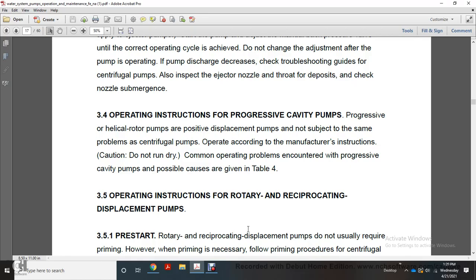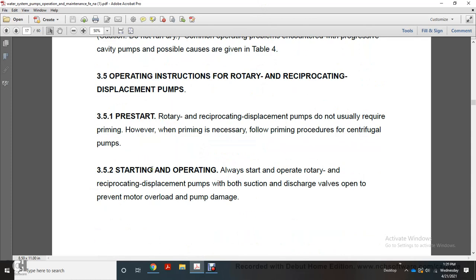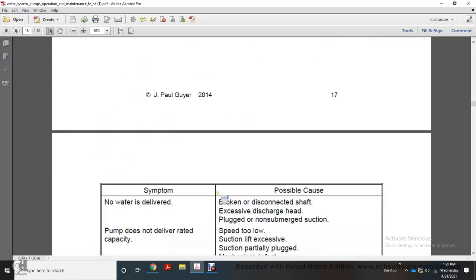Operating instructions for rotary and reciprocating displacement pumps. Pre-start: rotary and reciprocating displacement pumps do not usually require priming. However, priming is necessary for the centrifugal pump, so follow the priming procedure for the centrifugal pump. 3.5.2 Starting and operation. Always start and operate rotary and reciprocating displacement pumps with both suction and discharge valves open to prevent motor overload and pump damage.